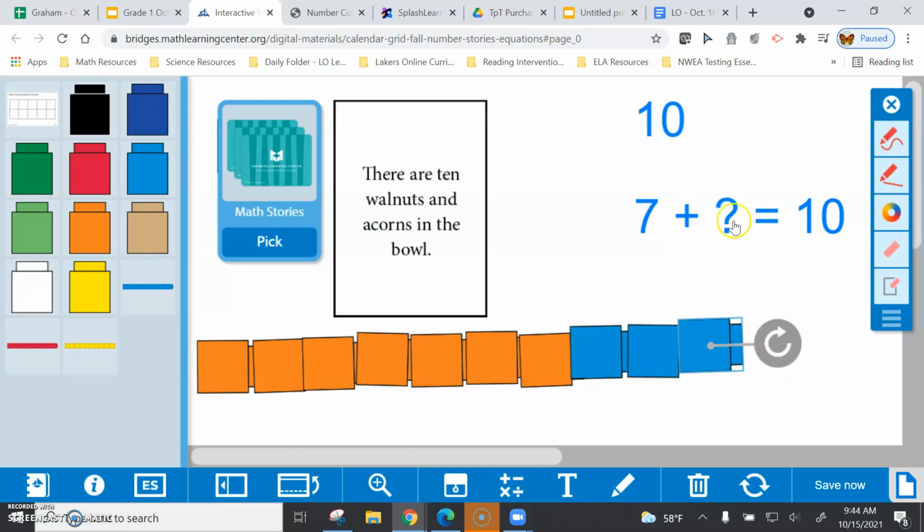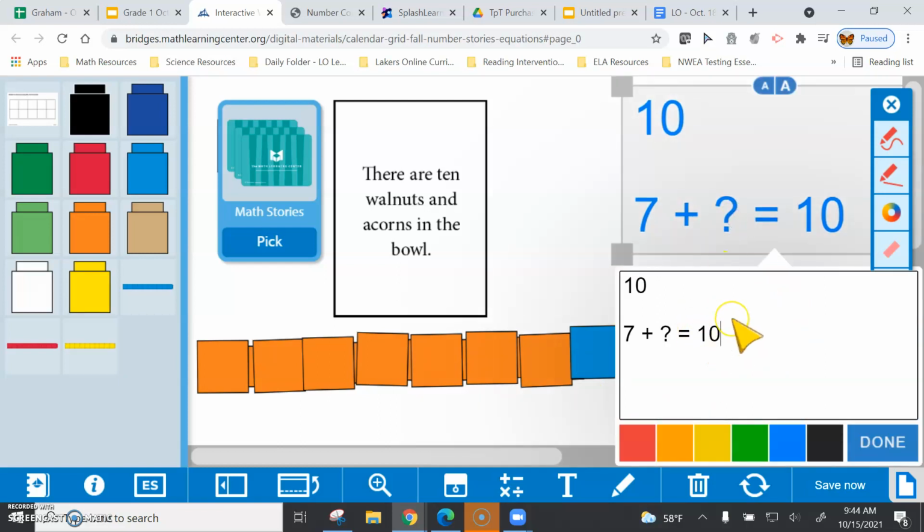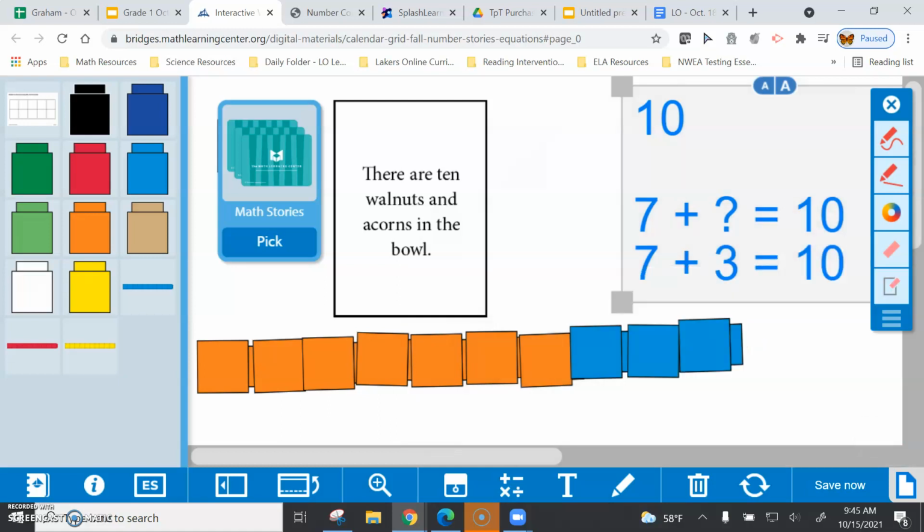1, 2, 3. I know. 7 plus 3 equals 10. Fantastic. What math facts can you make that equal the number 10? Try it now. Enjoy.